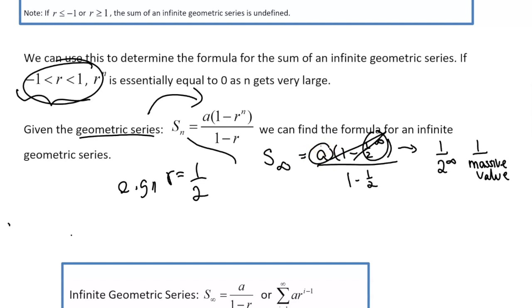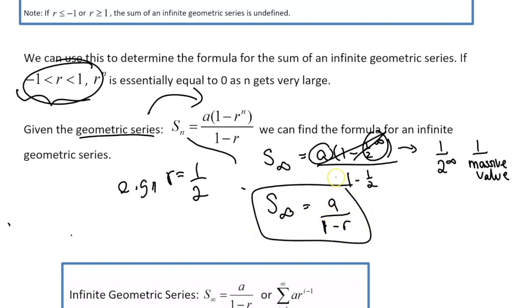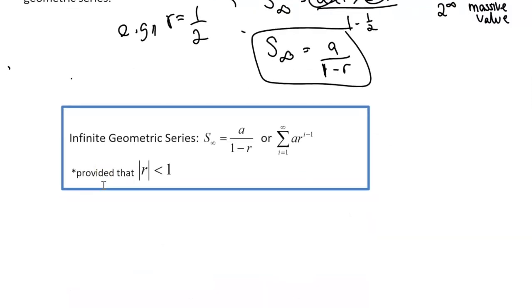And so from there, we can create an infinite geometric series formula of just saying it's going to be a over 1 minus r. Okay, that's going to be our sum. And so that is given to us right here. You can look at it in terms of sigma here if you want as well.